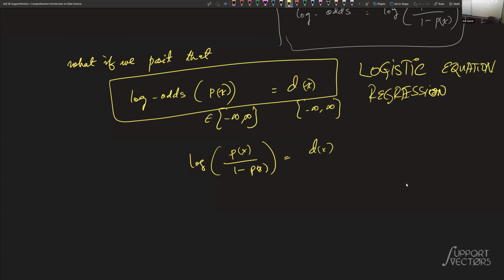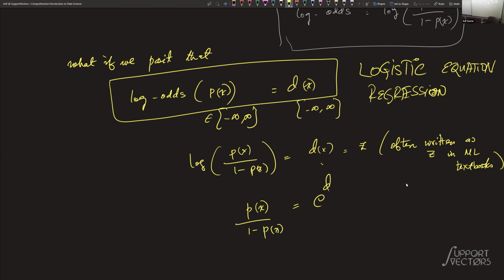By the way, distance is often also written as z, right? Some literature, ML textbooks, write it that way. Now, this same equation, hold your thought 1 second. If I do the inverse, guess what it will be? P(x) over 1 minus P(x) is equal to e to the D. Would you agree this is true?